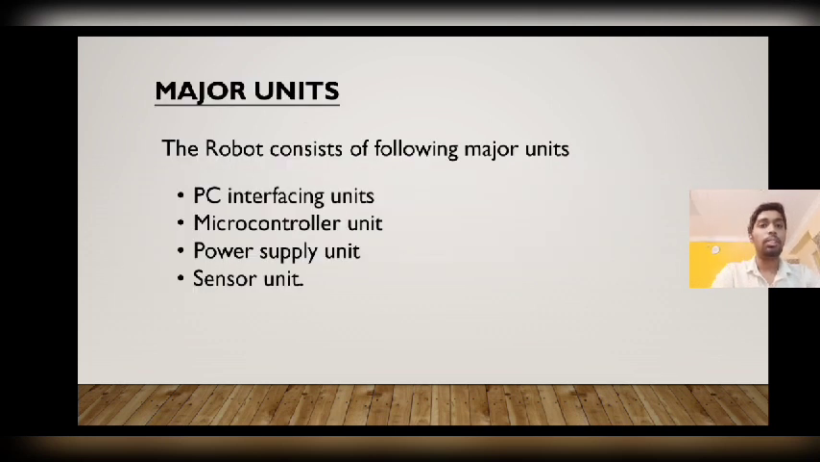These are the major units of multipurpose robots. PC interfacing unit, which deals with the connections of the multipurpose robot. Microcontroller unit, in which the programming will be done. Power supply unit, to supply required power. Sensor unit or detector unit, which is specifically designed to sense the condition of the surrounding environment. These are the major units of multipurpose robots, and they will be shown in the general block diagram.